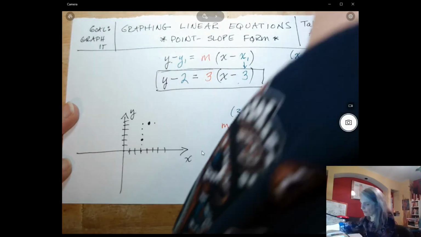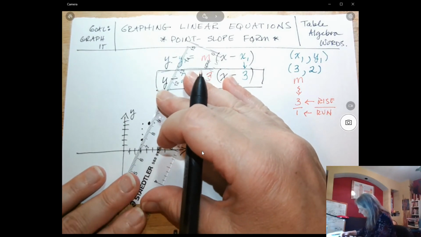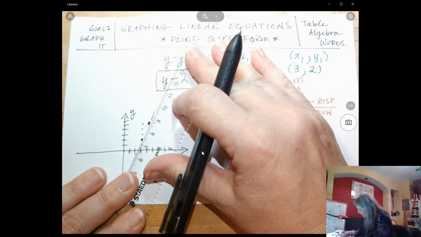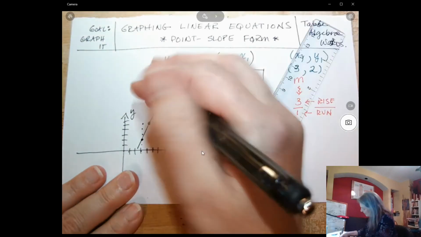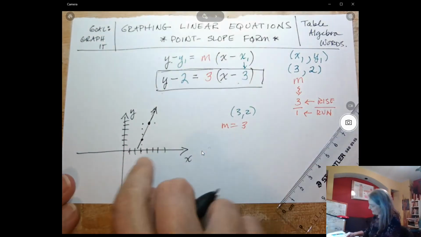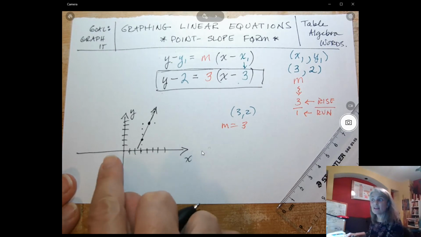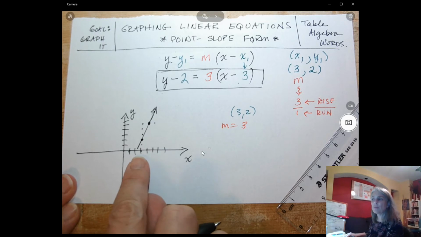So if we get our ruler, we can draw our line through these points. We've got to go a little bit more like this. And then I'm just going to stop short, and we have to pierce this line here. What is the name of this line? That's right, we have to find the x-intercept.